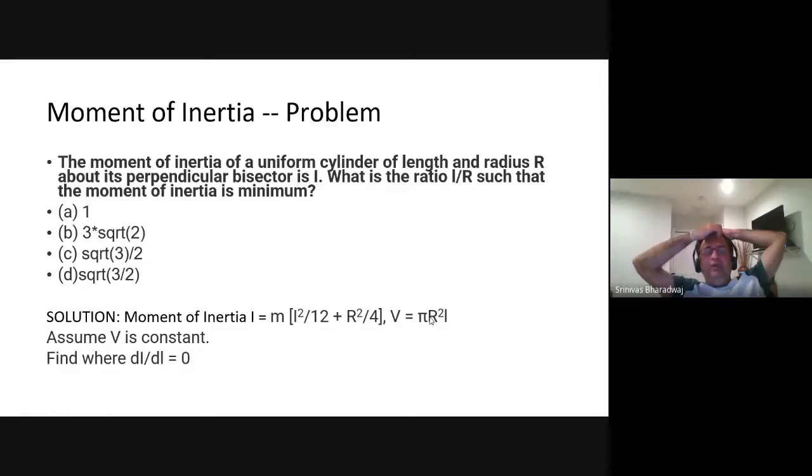Now when you differentiate and then plug it back into the formula, you will end up with the answer. So dI by dL, set dI by dL equals 0. You will end up with a corresponding result for L. R square is V by pi L. When you differentiate these two terms, you will end up with a solution for this one.